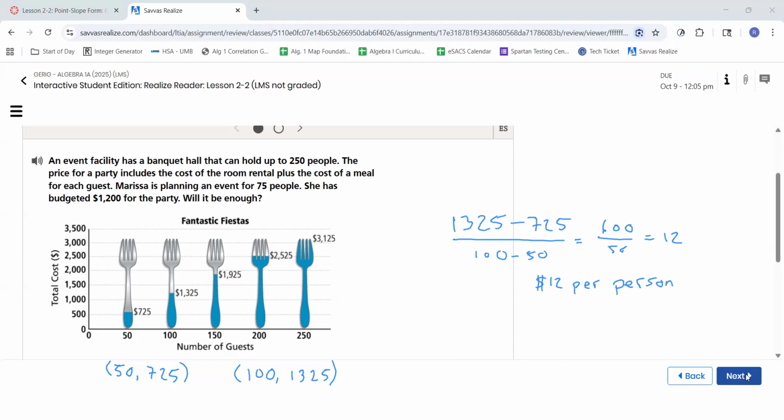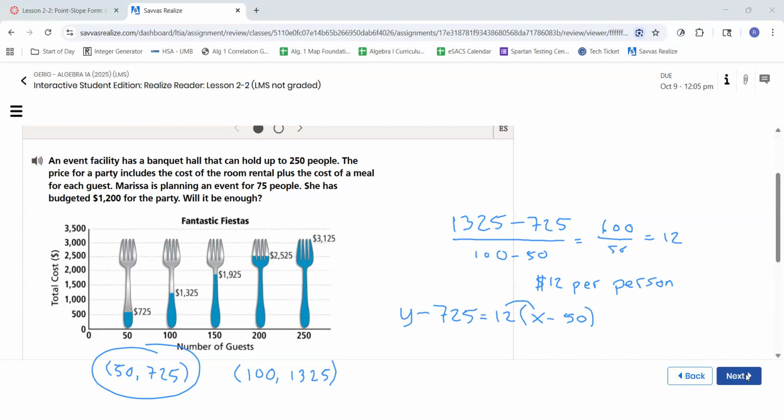Okay. So if it's $12 per person, let's write an equation here to figure out if she's going to have enough money. So I'm going to do y minus, and I'll just take this first point that I did, minus 725 equals 12. That's the slope. X minus 50. Now, 75 people. Will that work? Well, this point slope form doesn't really help me too much here, but it's going to help me get where I need to go. So this equation as it is doesn't really help me.